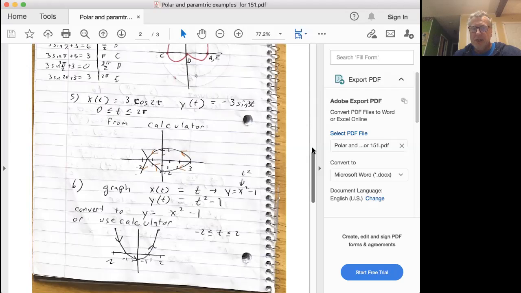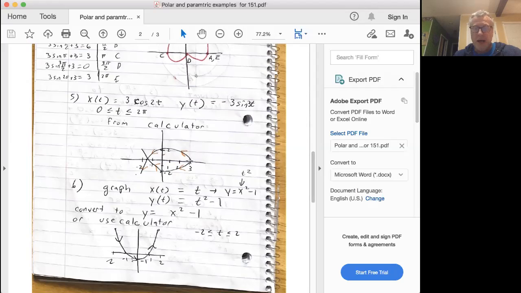When you plug this in, the calculator will graph the direction the particle is going in. Okay? So in this case, when I plug 0 in, the cosine of 2 times 0 is 1. 3 times 1 is 3. So at time 0, x is 3. But what's y? Well, sine of 0 is 0. So y is 0, so it's on the x-axis.